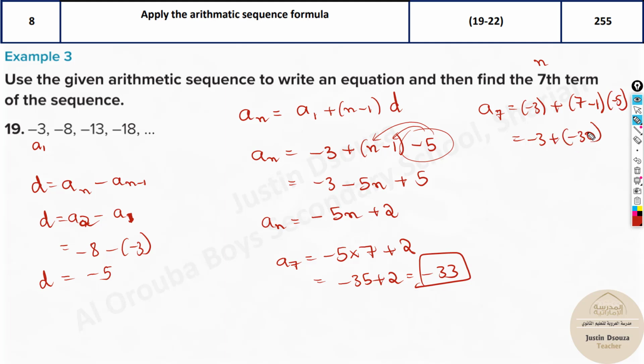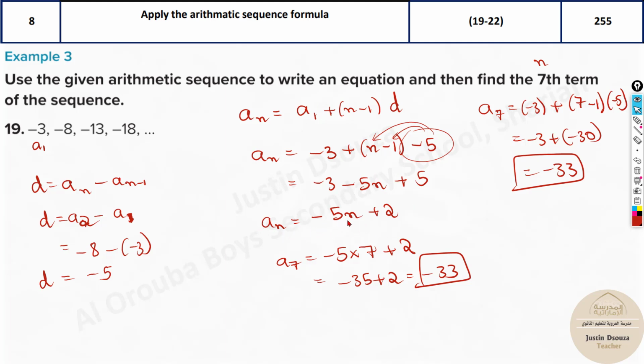Minus 30. Now minus 33. The same answer you will get. Doesn't matter which formula you use. But again, I will tell you, if they are asking you equations, then they won't give you this n value. So you just have to substitute a1 and d in this formula and keep n as it is and solve. This would be your answer.